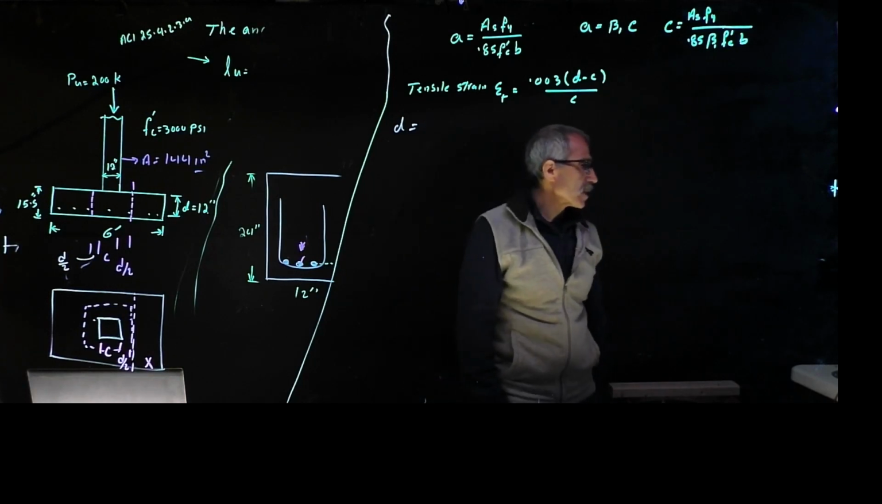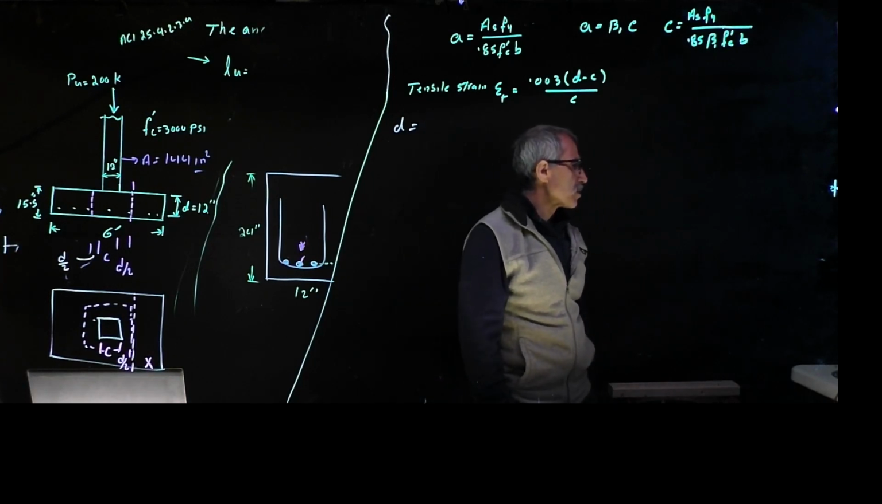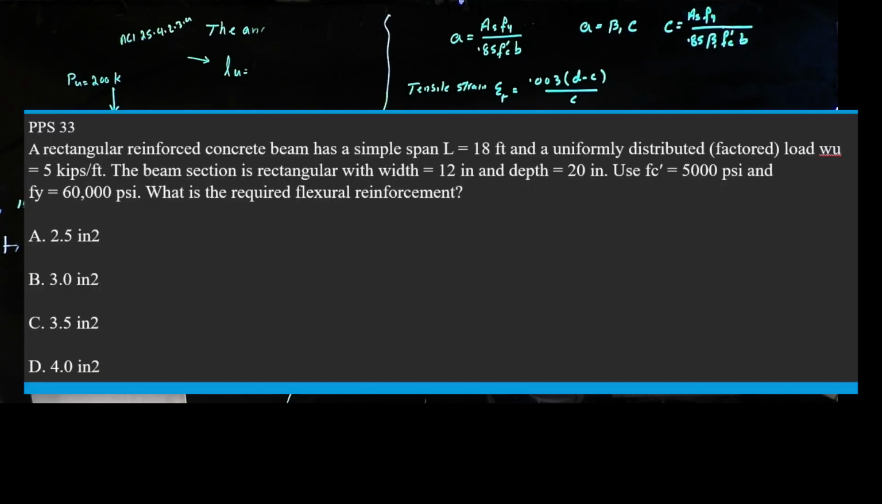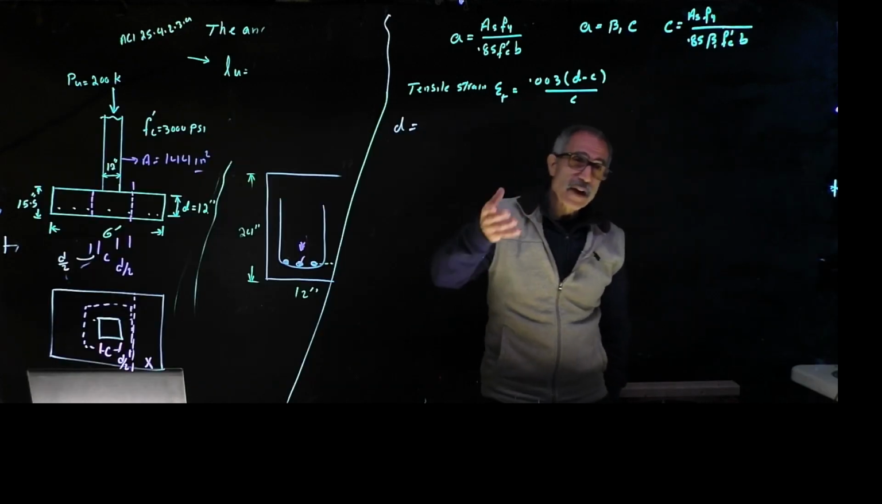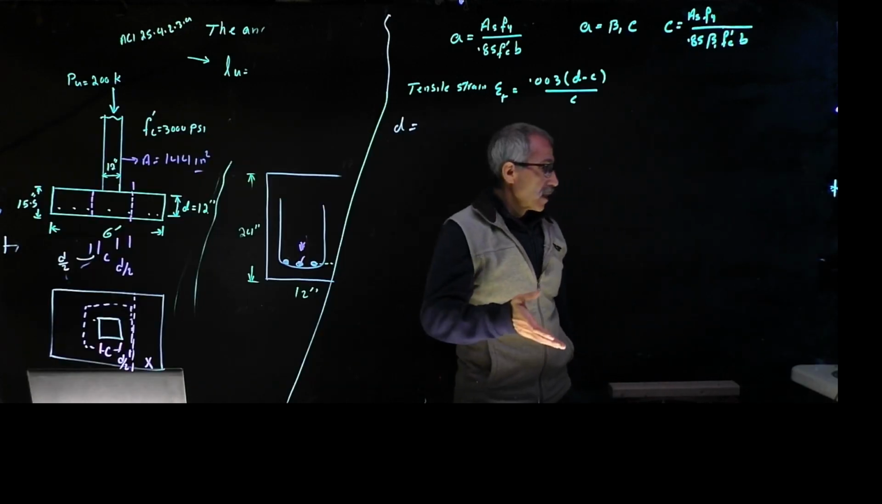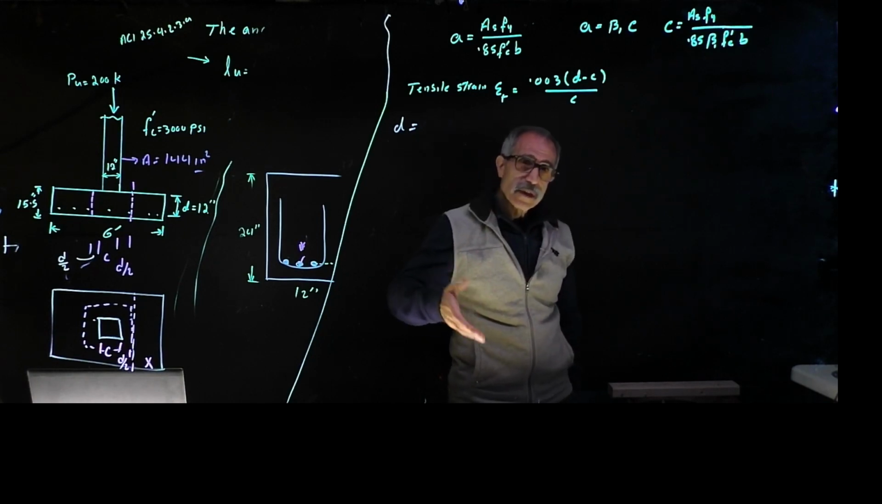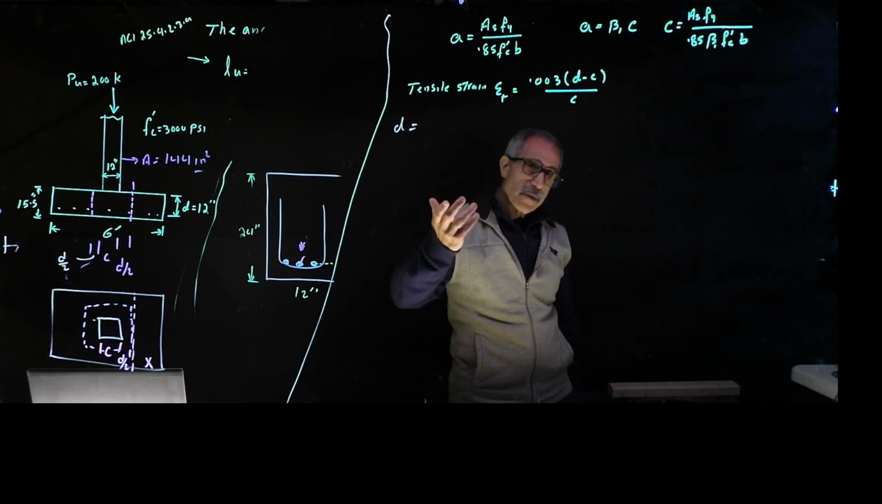This problem says we have a rectangular reinforced concrete beam that has a simple span of 18 feet and a uniform distributed load of 5 kip per foot. The beam section is rectangular, 12 inches wide and 20 inches deep, 5,000 pound concrete, 60,000 pound steel. What is the required flexural reinforcement? So the area of reinforcement should be one of those. You've got to attack this backward because they've already given you the answers. They ask which one it is. So we're going to go ahead and plug in those answers, see which one works out. We go from the highest, and then we compare it, see what we're going to get.